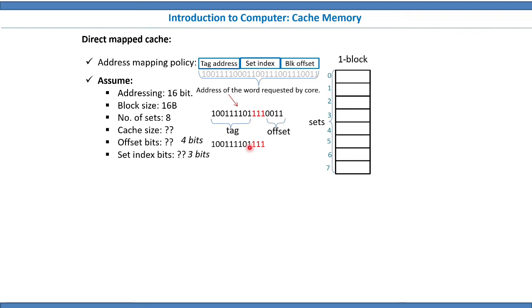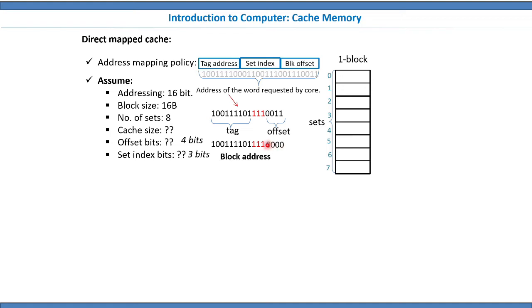Now in this case, if I try to explain this, then core is requesting for a particular word. This is a particular word. So here these 4 bits can change like this. This is another word residing within the same block, and this is another word within the same block, and this is another word within the same block, and this is called the block address.